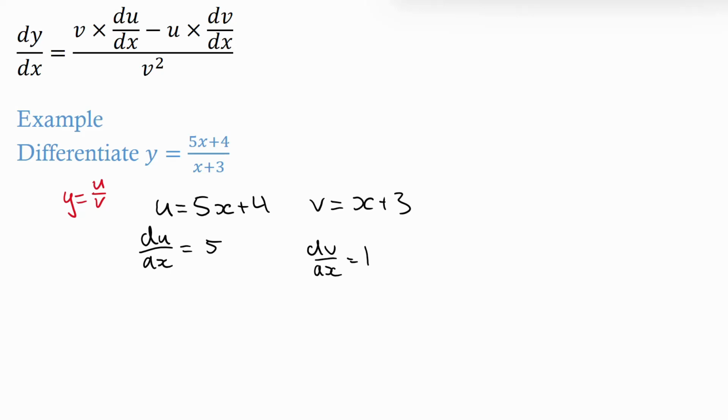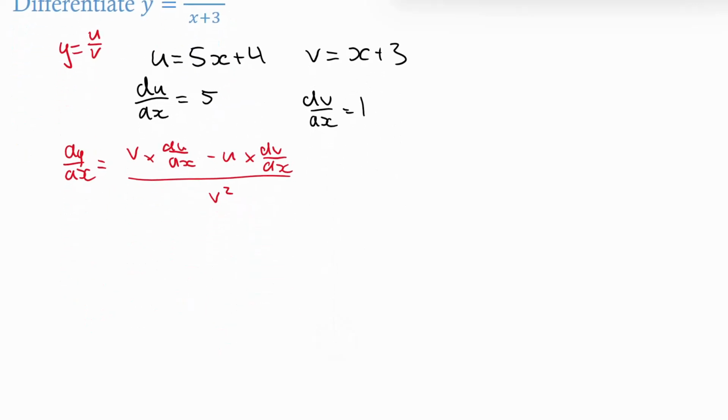So we're now going to use the formula. So dy over dx equals v times, that's not a times symbol, times du over dx minus u times dv over dx, and that's all over v squared.